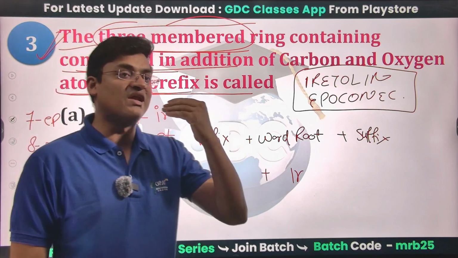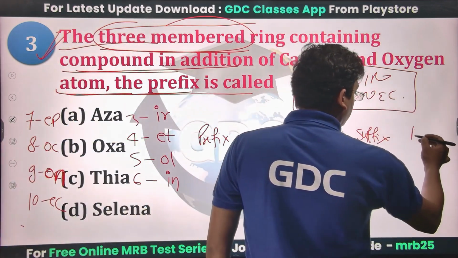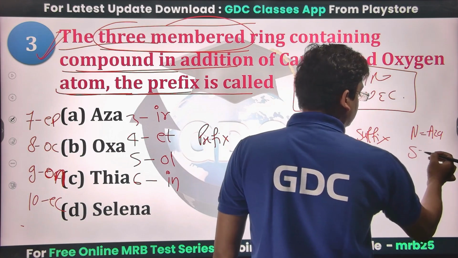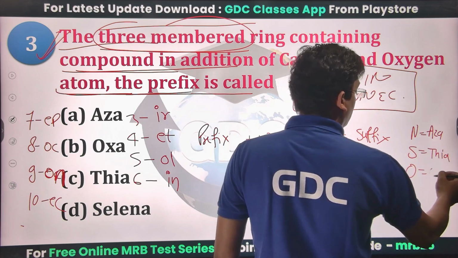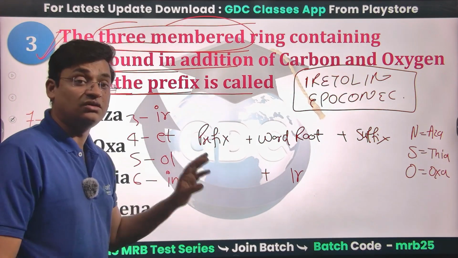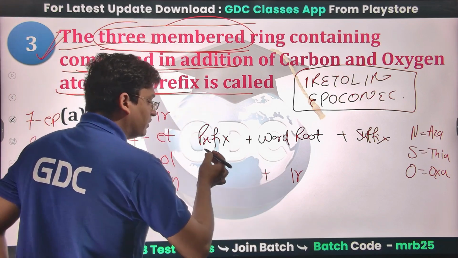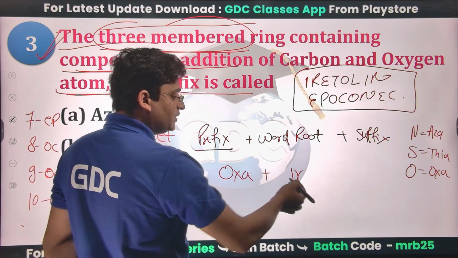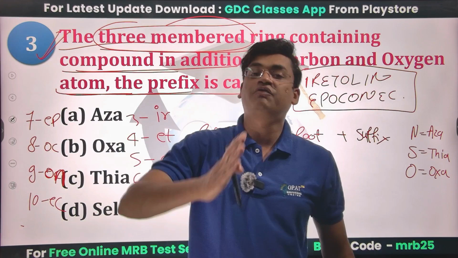Like for the case of nitrogen it is known as aza. For the case of sulfur it is thia. For the case of oxygen it will be oxa. So for the case of oxygen, your first nomenclature name will be the heteroatom. So you are having a prefix came from your heteroatom, that is oxa. Oxa plus IR for 3-member ring, and this suffix came from the nature of ring.